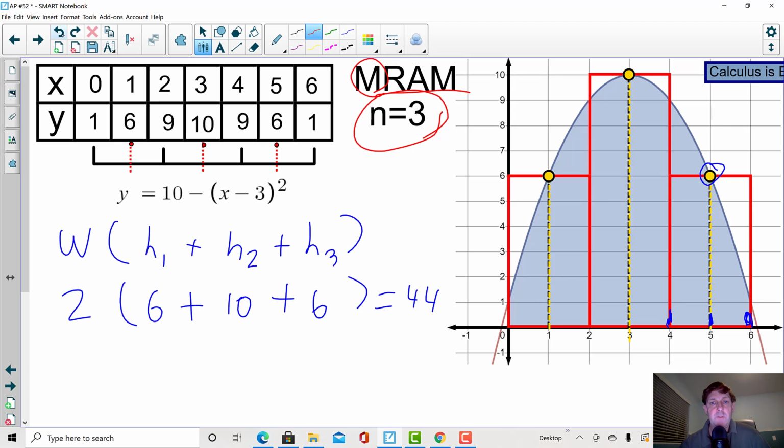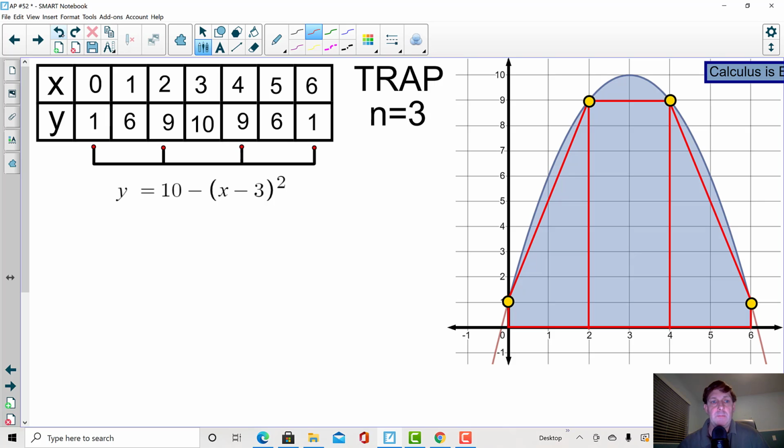Okay, now we're going to move on to the trapezoid approximation. Remember, these are not rectangles, these are trapezoids. So this is not a Riemann sum. This is a trapezoid approximation, and it even has a different formula.